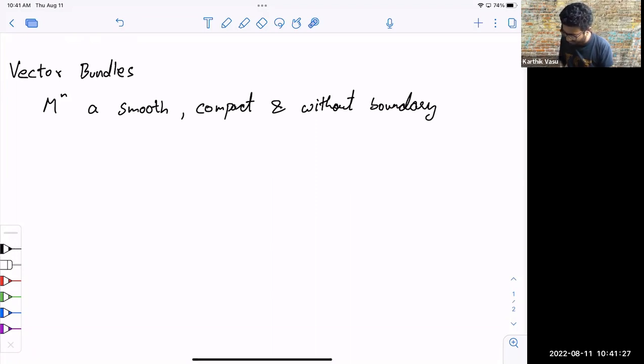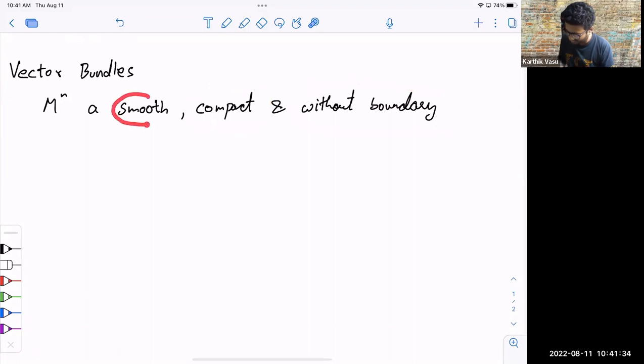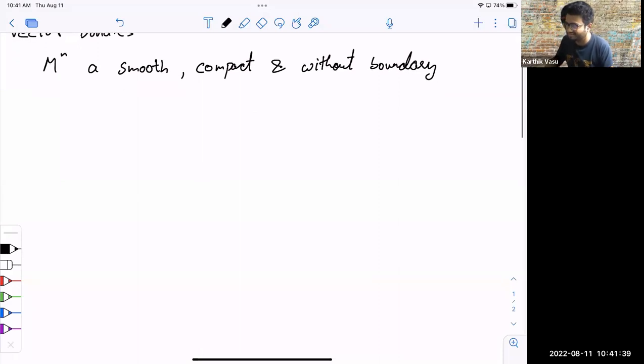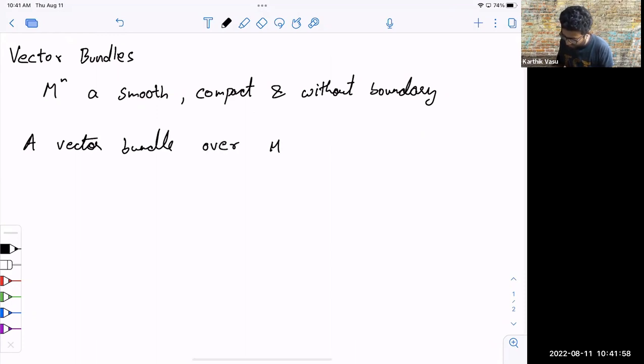For index theory, you can relax this to a certain extent, and this to a certain extent, and this to a certain extent, but this is the easiest case in some sense. So let's do this. Okay, so what is a vector bundle? A vector bundle over M. So there is always a base space, and I'll be talking about vector bundles over that.